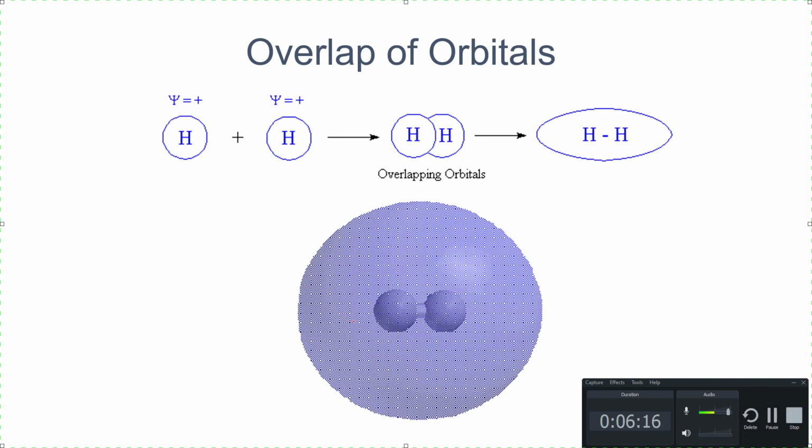So when we overlap two orbitals, as I said, we're basically overlapping the waves in order to form a single bond. And that's what happens in hydrogen, so that in the resulting bond, there is a probability, again, of finding those electrons between those two nuclei.